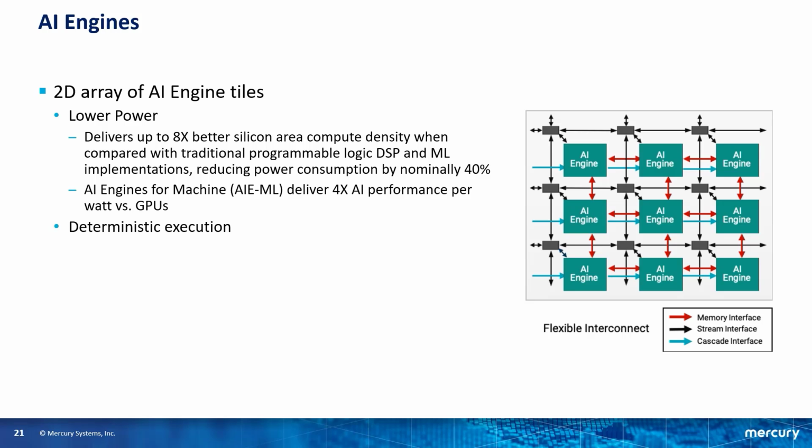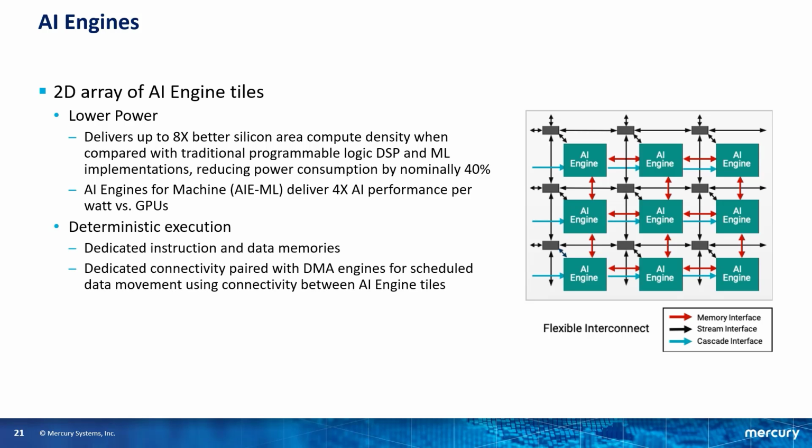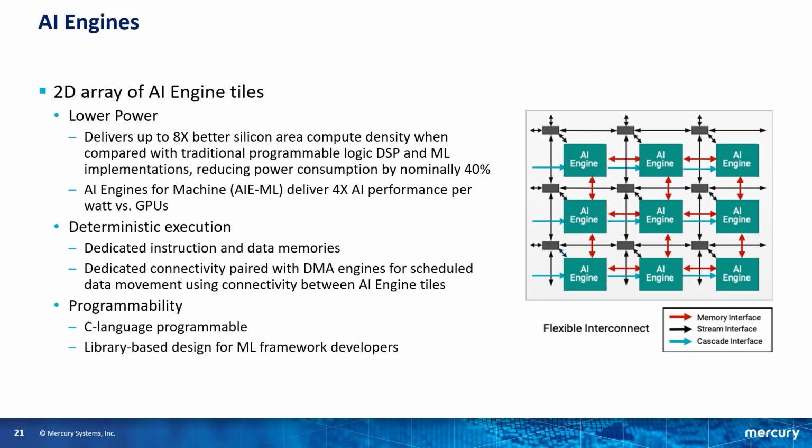Deterministic execution is enabled with dedicated instruction and data memories, and dedicated connectivity paired with DMA engines for scheduled data movements using connectivity between AI engine tiles. This provides deterministic execution critical for real-time systems in autonomous vehicles and aerospace and defense applications like electronic countermeasures and a range of other applications. AI engines are C-language programmable, and developers can use library-based design for ML frameworks.